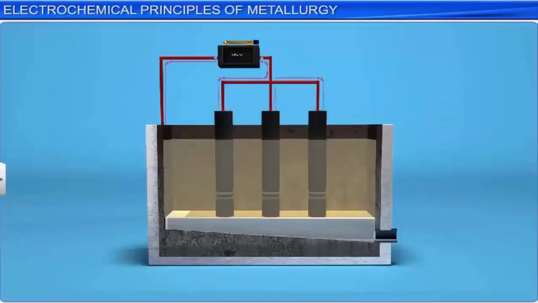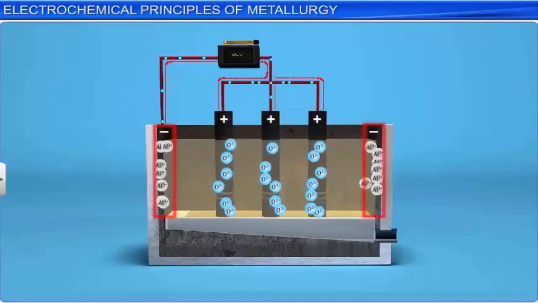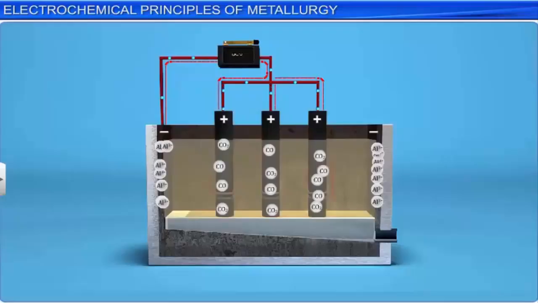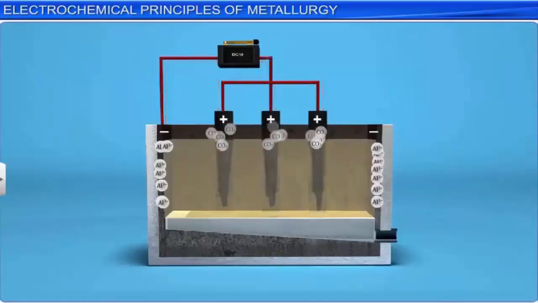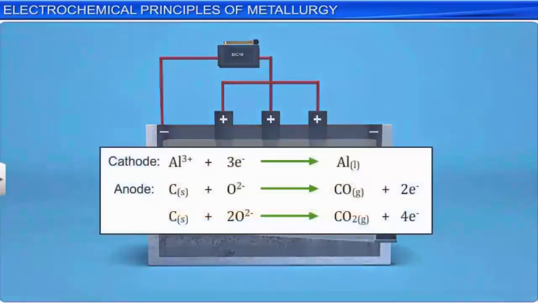When current is passed, all the Al3+ ions move towards the cathode. Oxygen is liberated at the anode, which reacts with the carbon atoms of the anode to form carbon monoxide and carbon dioxide. Finally, the anode will be burned away. In this way, for every kilogram of aluminium produced, about half a kilogram of carbon will burn away at the anode. The cell reactions are shown here.